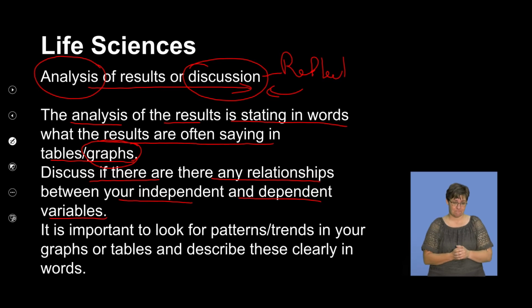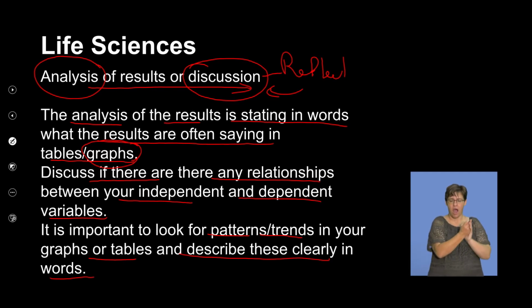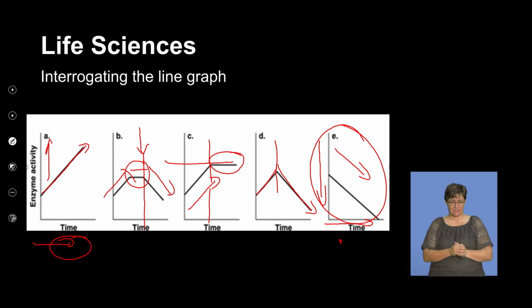It is important to look for patterns and trends in your graphs or your tables and describe these clearly in words. So if we go back to the way we did this, it's important that we use values. And in this graph, we're saying, well, at this particular time, the rate of the reaction was the highest. Thereafter, it decreased for the next duration. And so it's important to use the information and create a visual description that now translates into words.